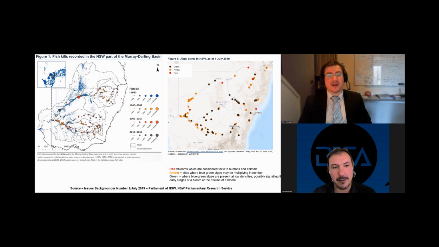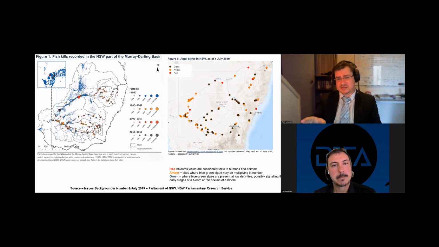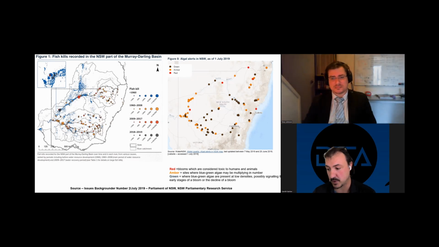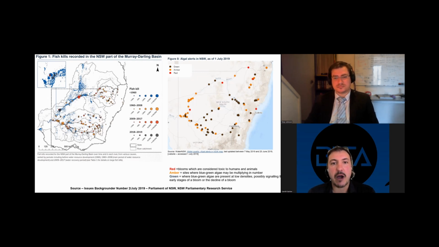But yeah. All right, so if you could explain to the viewers here how the data on the left correlates to the data on the right. So the data on the right here shows the intensity of blue-green algae blooms in the Murray-Darling River system. And that is algae alerts as of the 1st of July 2019. So it was last updated with algae alerts between the 7th of May 2019 and the 20th of June 2019. That's a month and a bit, give or take.